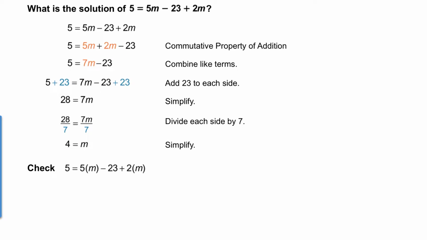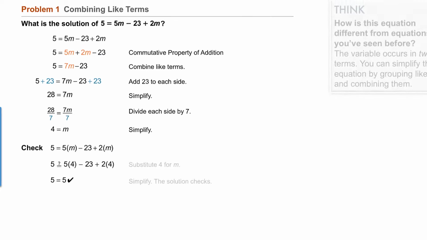Finally, we'll check our solution. Is it true that when we substitute 4 for m in the original equation, we have a true equation? So does 5 equal 5 times 4 minus 23 plus 2 times 4? And sure enough, 5 equals 5, so our solution checks out.